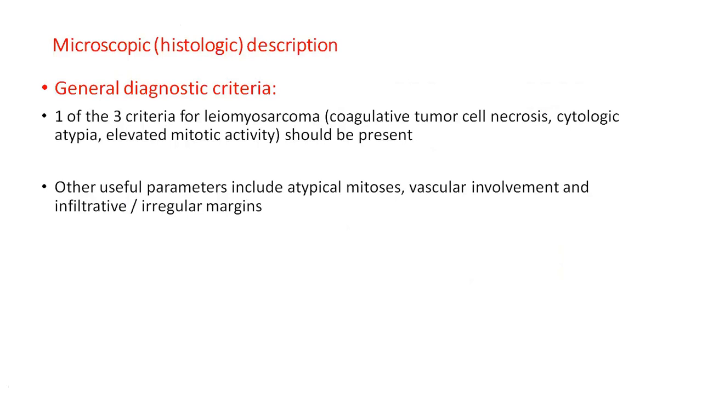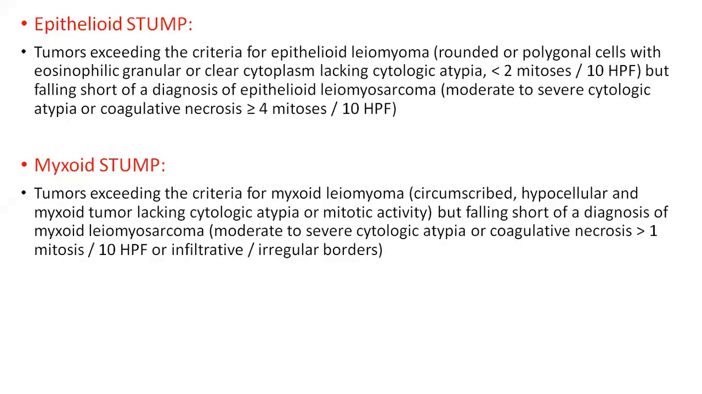Now the diagnostic criteria, as we discussed. One of the three criteria for leiomyosarcoma: either coagulative tumor cell necrosis, cytological atypia, or a higher number of mitotic activity. There are other parameters as well which will help, but these are not strict, these are not mandatory, which include atypical mitosis, vascular involvement, or infiltrative or irregular margins.